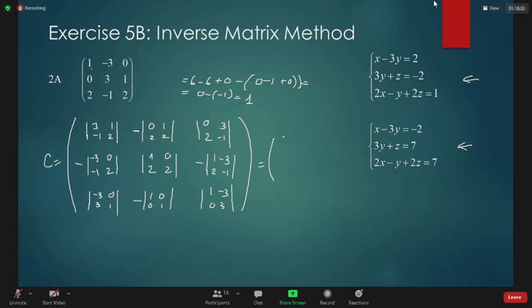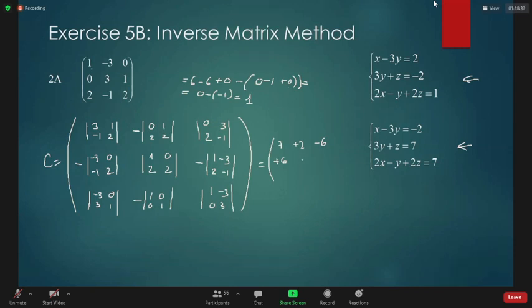So 6 minus negative 1 is 7. 0 minus 2 is minus 2, but another minus in front makes it a plus 2. 0 minus 6 is minus 6. Now the next one, minus 6 minus 0 is minus 6. The minus in front now makes it positive 6. The minor itself is negative, but we have an extra minus in front, right?